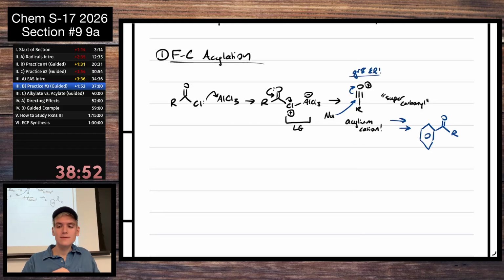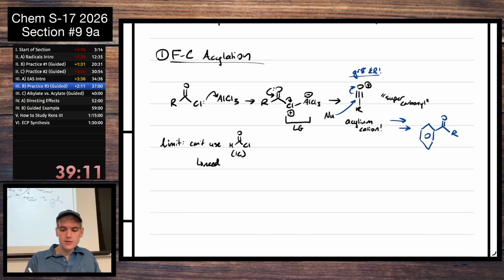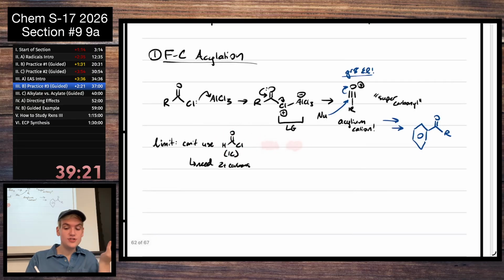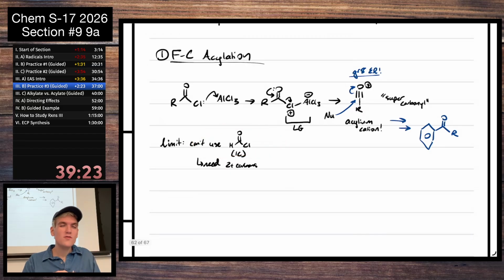The acylium cation. And Friedel-Crafts acylation is a really robust reaction. It has very few limitations. Our only limit is you can't use formyl chloride, HCl, one carbon. You need 2+ carbons. It's just because this thing will spontaneously collapse into HCl and CO, so it's just not going to react. There are ways you can force it to react in pressure conditions and things, but that's beyond our scope.